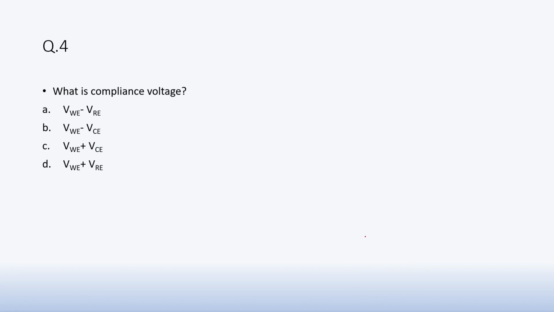So there are two types of voltage. One is applied voltage, and the next one is compliance voltage. Applied voltage is the difference between the voltage of the working electrode and the reference electrode. So this is the potential of our choice.